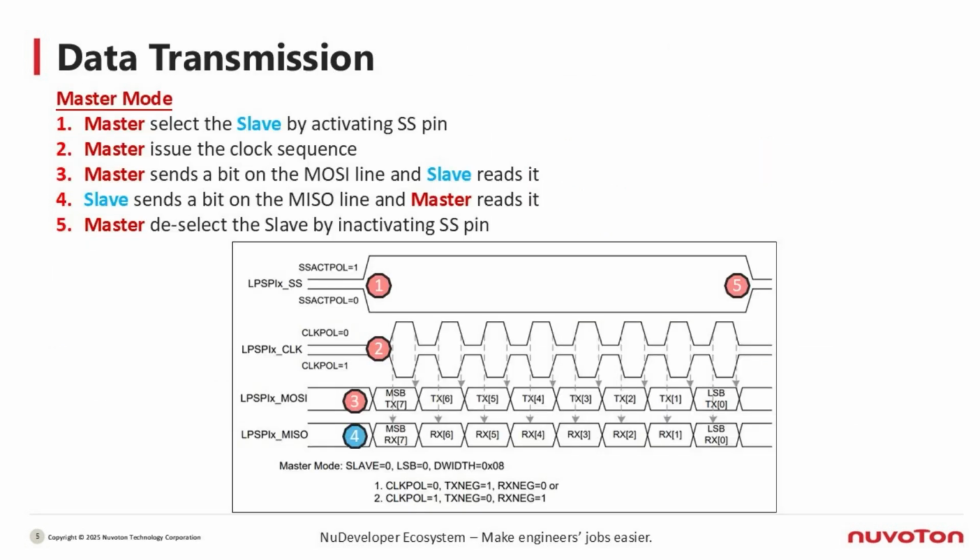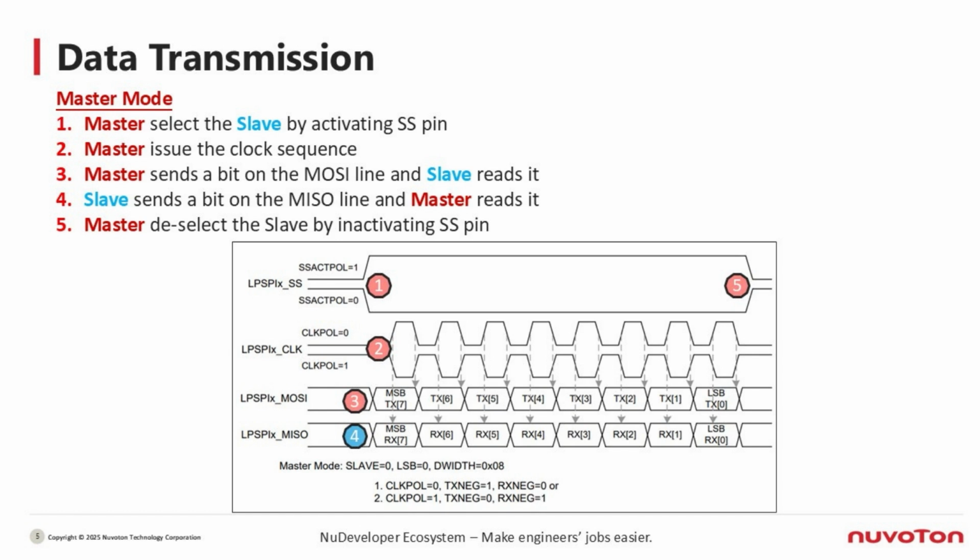Here, let's walk through how data is transferred in master mode, and I'll focus on the timing signals and what's happening at each step. Since the low power SPI is full duplex, the master can send data to the slave and receive data from the slave at the same time under the same clock. So let me explain the whole timing sequence step by step.